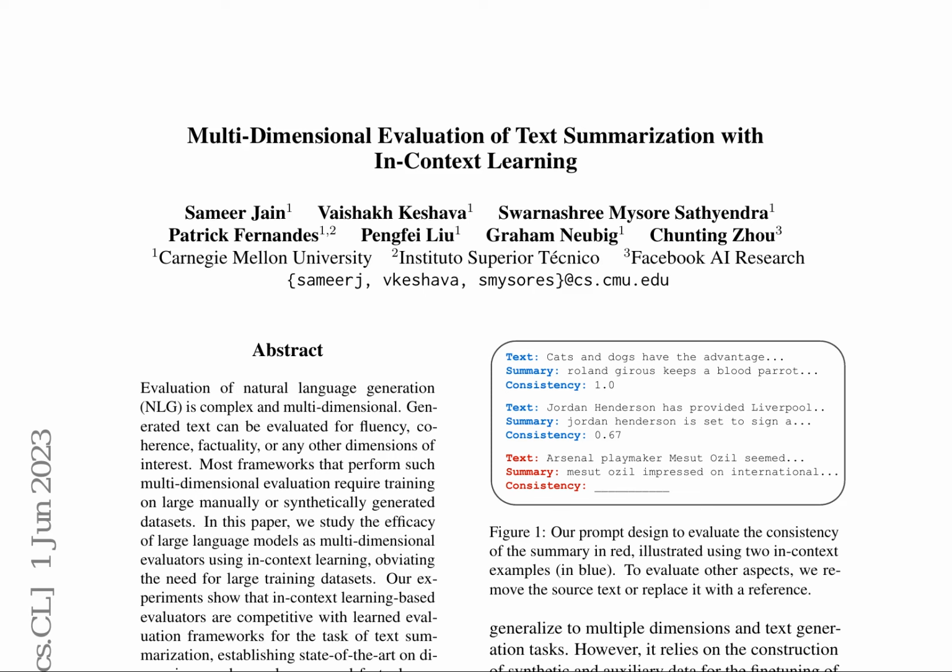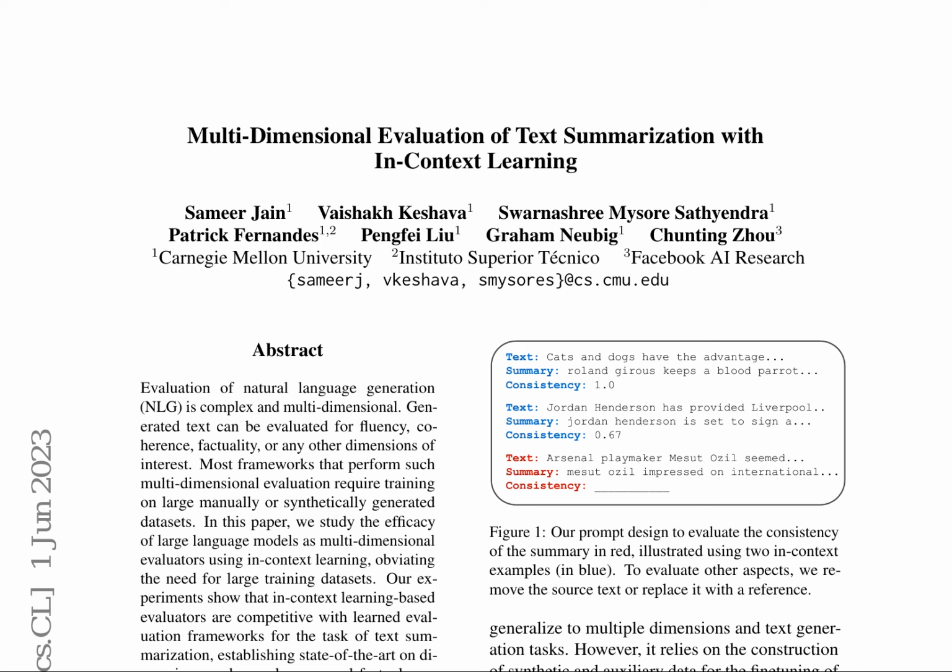The research paper introduces a multidimensional evaluation framework for natural language generation, NLG, using in-context learning with large language models. This approach eliminates the need for large training datasets and achieves state-of-the-art performance in dimensions such as relevance and factual consistency, making it competitive with learned evaluation frameworks for text summarization.